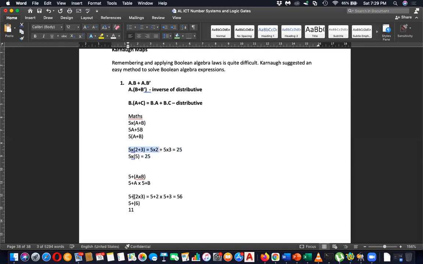If you do like this and if you do like this, you will get two answers. So normally, with plus, you can't write like this.